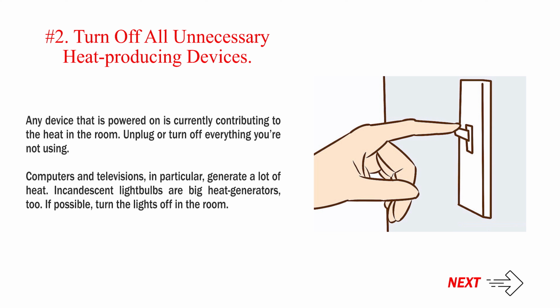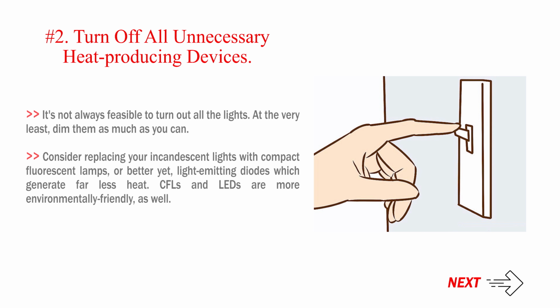If possible, turn the lights off in the room. It's not always feasible to turn out all the lights. At the very least, dim them as much as you can. Consider replacing your incandescent lights with compact fluorescent lamps, or better yet, light-emitting diodes which generate far less heat. CFLs and LEDs are more environmentally friendly, as well.